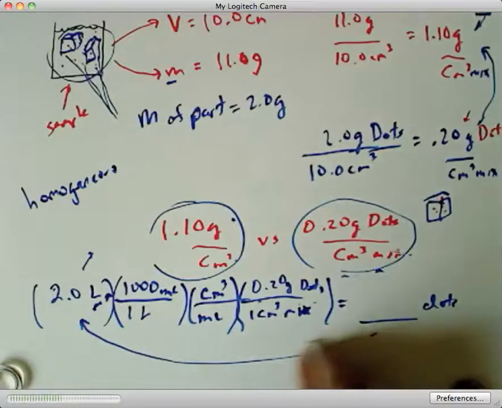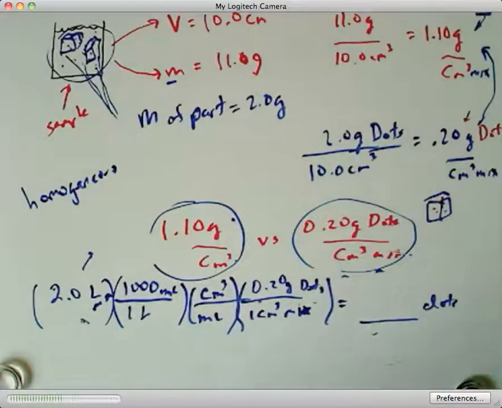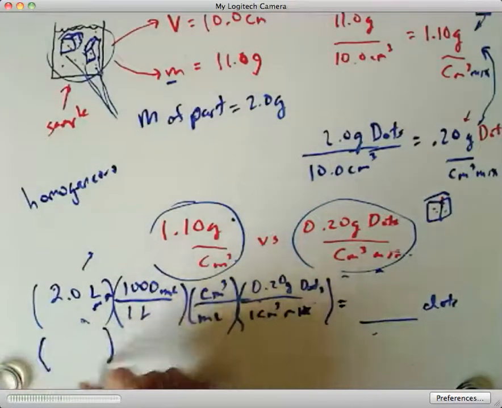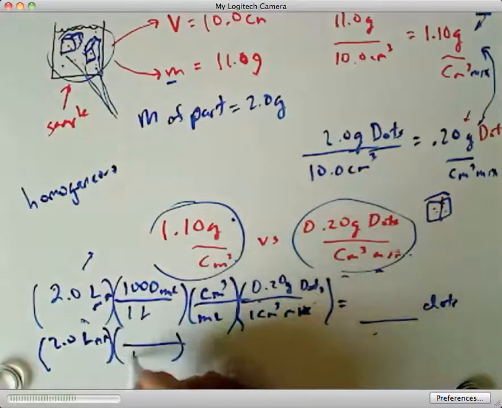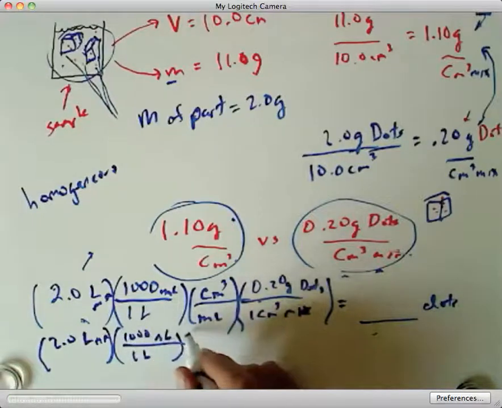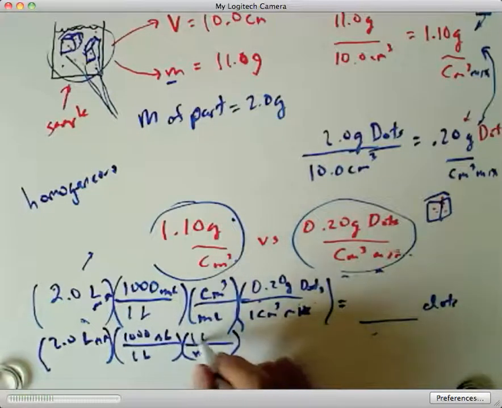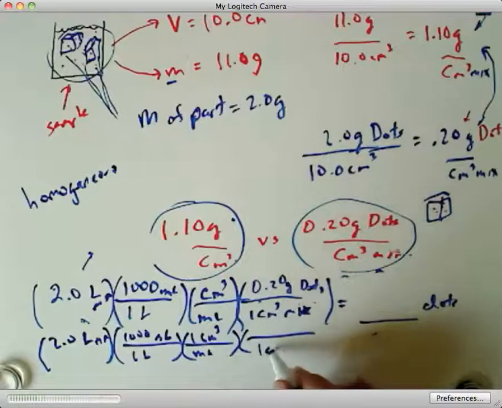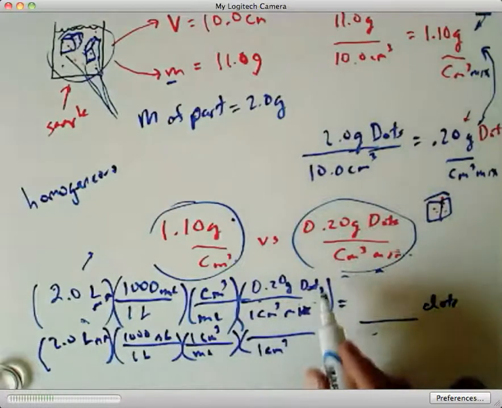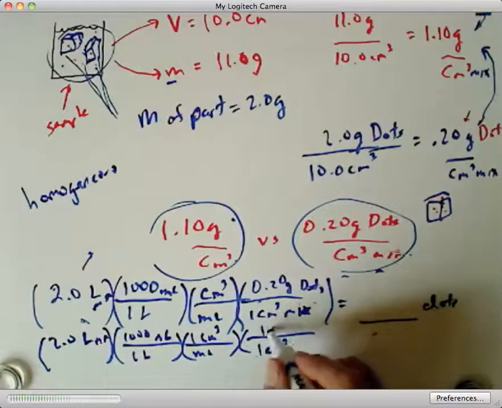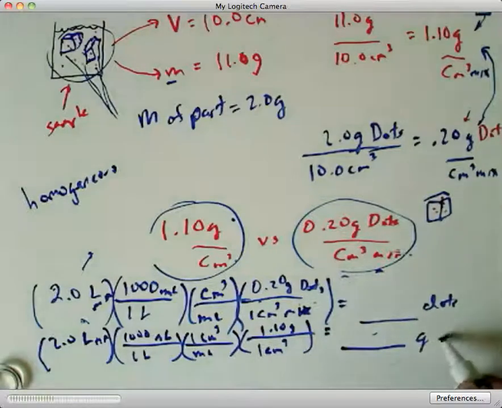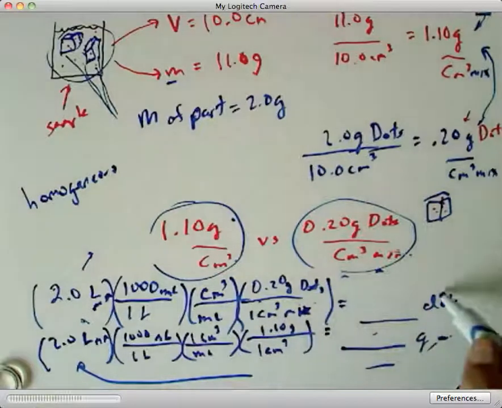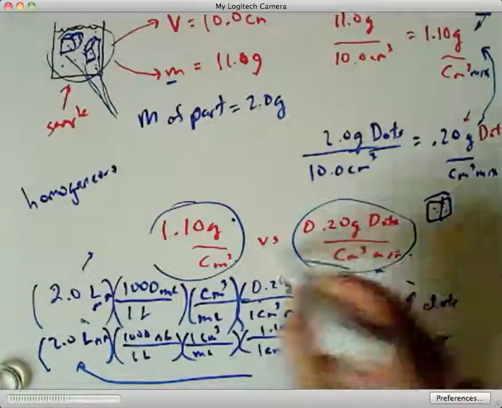If I wanted the entire 2 liters and I wanted to know how many grams that was, well, that would look almost the same, 2.0 liters of the mixture. Each liter is the same thing as 1,000 milliliters. And each milliliter, once again, is the same thing as a cubic centimeter. But over here, I'd say each cubic centimeter, I don't want to know just the dots. I want to know the entire cubic centimeter, which would be 1.10 grams. That's a totally different answer. This answer is the amount the entire 2 liters would weigh. Notice once again, it's about the 2 liters. This is the grams of dots that would have been in the 2 liters.